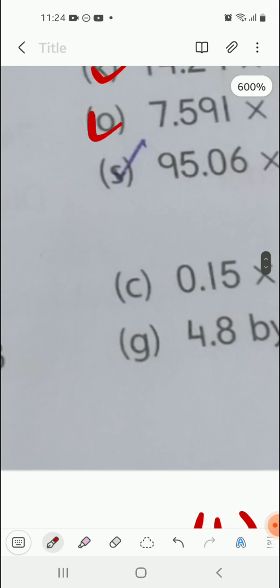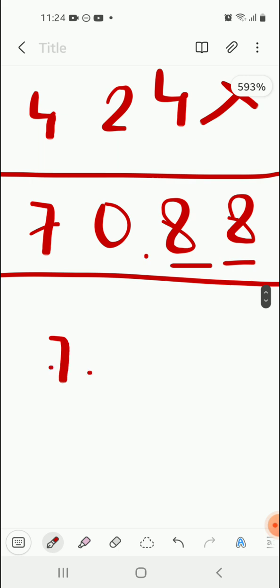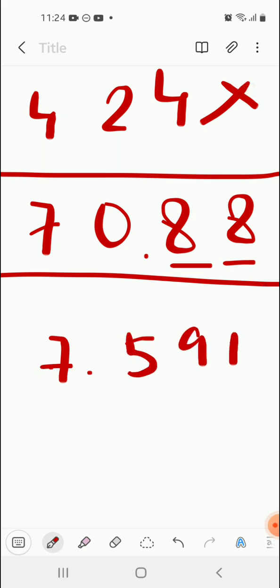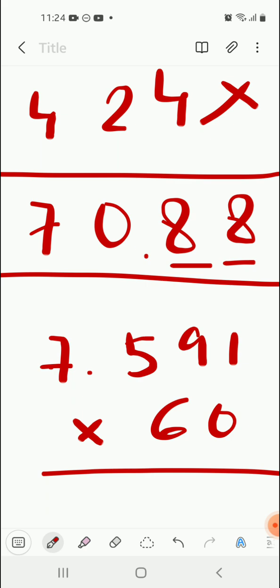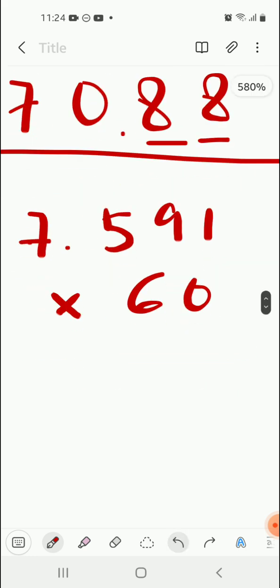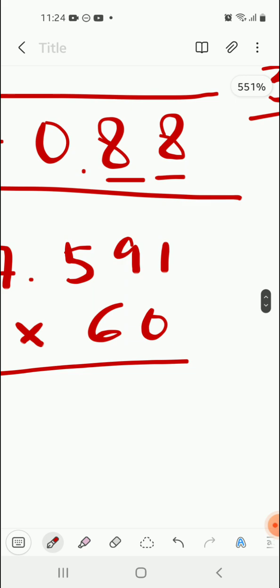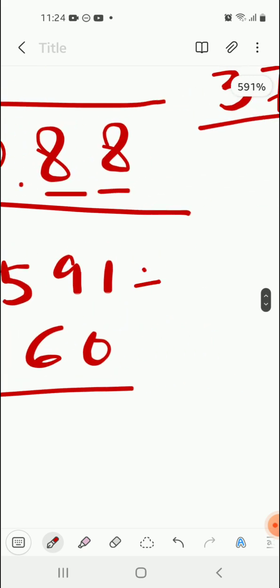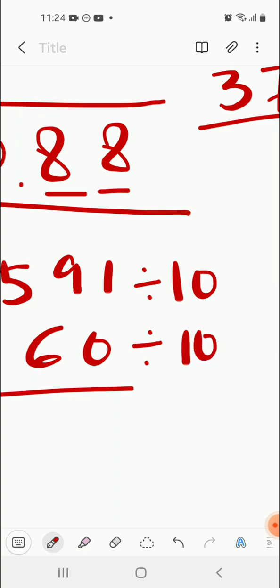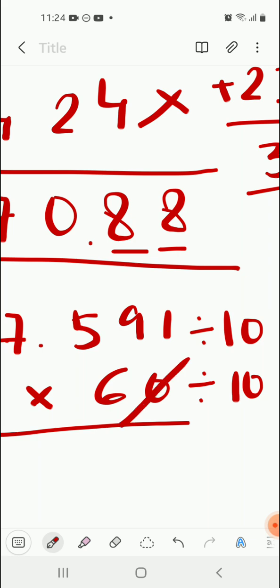We'll move on to O. 7.591 into 60. You can either omit this 0 and shift the decimal point here. I will show you this way. Because we need to multiply this number in this manner, what we can do is divide both the numbers by 10. So divide the number in the numerator with 10 and the same with the denominator, so that the 0 is cancelled and the decimal point is shifted.